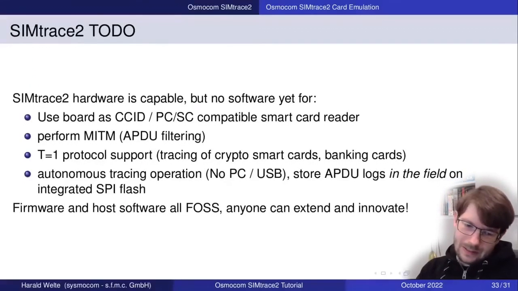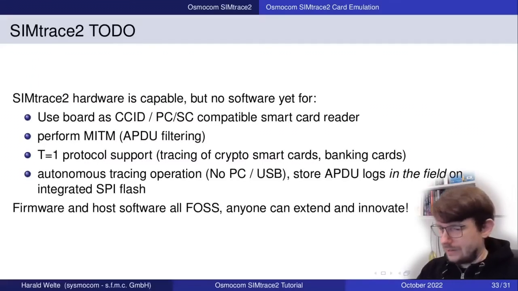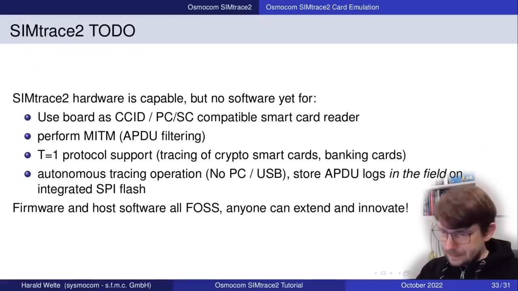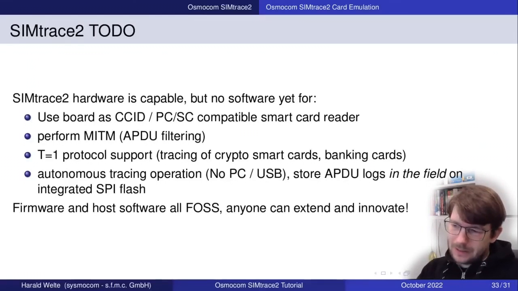The cellular modems or the cellular SIM cards generally use the T=0 protocol. That's one of the ISO 7816 protocols. And the other smart cards in general, such as crypto smart cards, banking cards, and so on, use the T=1 protocol. That's a different layer 2 protocol, you could say, on top of the same UART and the same electrical parameters. That is not supported in any of the modes of any of our firmware at this point.